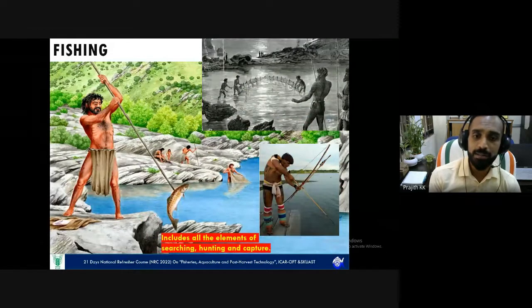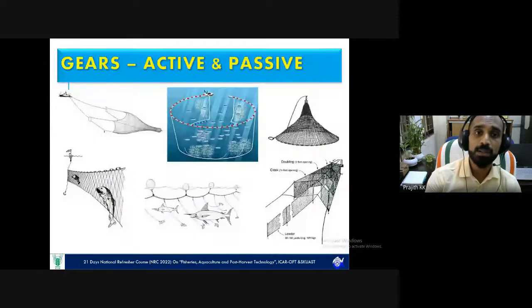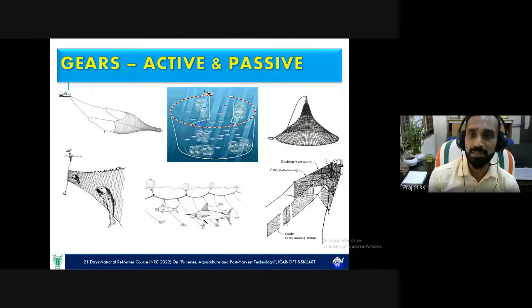Fishing is an ancient practice that started long back. It includes all the elements of searching, hunting, and capture of fish. A wide variety of craft and gears are involved in the capture of fishes. In the previous presentation, we discussed different types of craft and gears. In general, they are classified into active gears and passive gears. As the name indicates, active gears are actively operated and passive gears are passively operated. The energy utilization of active fishing gear is more than that of passive fishing gear.